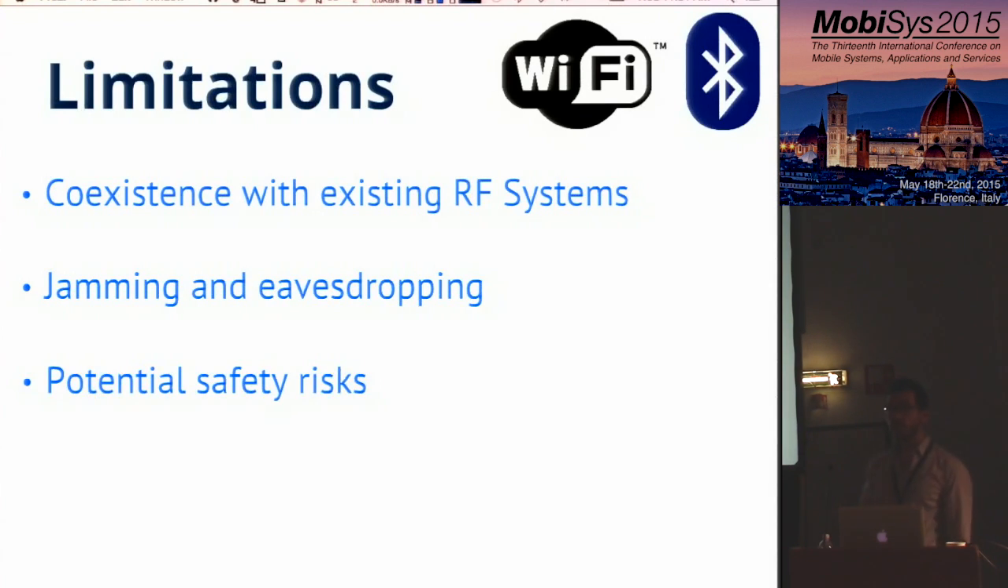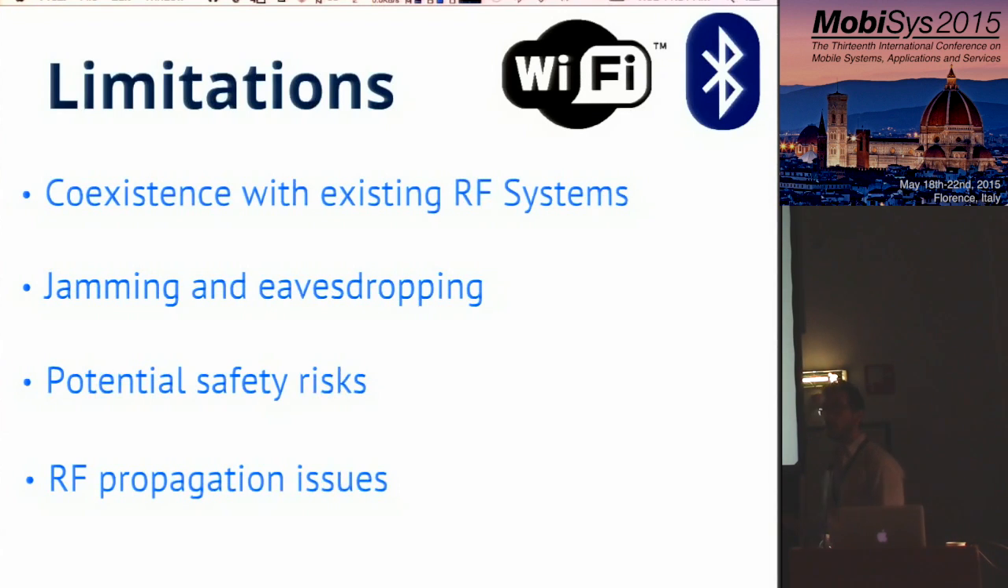Potential safety risk. The medical community is still divided on the potential risk coming from the absorption of RF waves by human tissues. And finally, RF propagation issues. An antenna, when it gets in touch with the body or in proximity to the body, is affected by the dielectric nature of the body itself. That means, for example, the central frequency will shift, the gain will decrease, and so the system design will change.